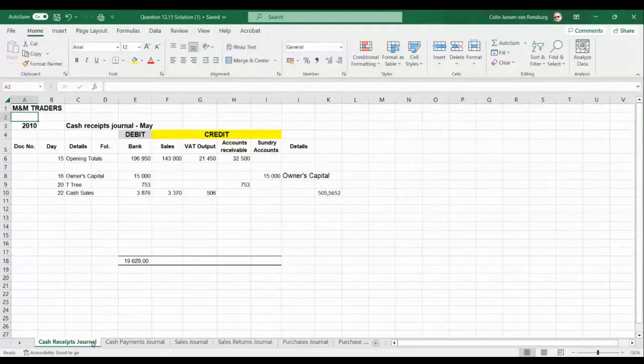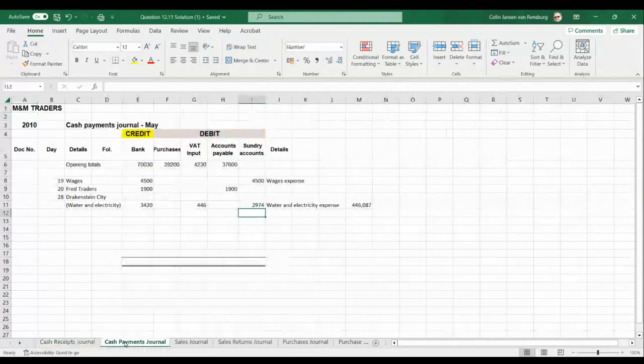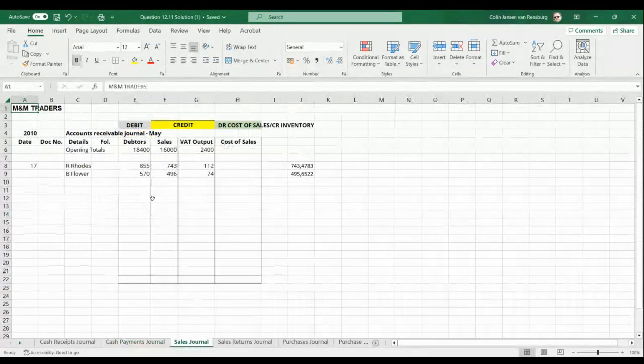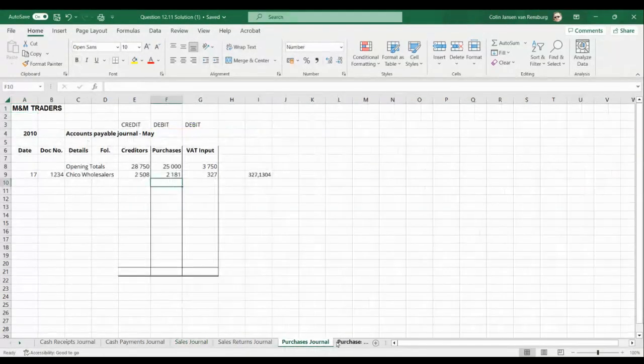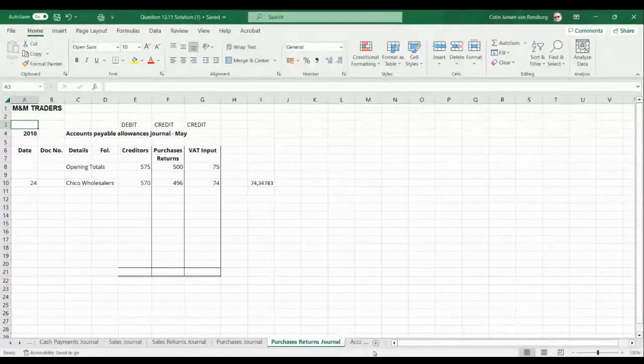This was our cash receipts journal. We had a cash payments journal. We had a sales journal, which is also known as an accounts receivable journal. We had a sales returns journal. Oh, now my collaborate is in the way. Sales return journal. We had a purchases journal. We had a purchases returns journal.